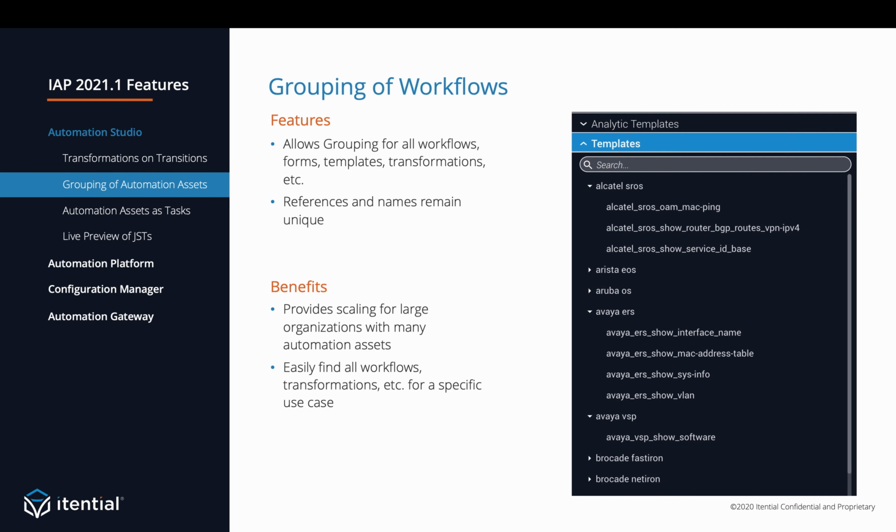Another new thing that we're doing finally is grouping of workflows. So assets in Automation Studio, like workflows and templates, they can be grouped now. You can create new workflow groups. We're going to go through that in a second. And of course, this will help you massively in terms of organizing your workflows, especially if you have many of them, to make sure you find what you're looking for quickly and you have your use cases organized.